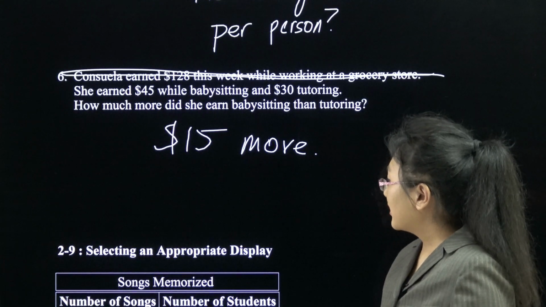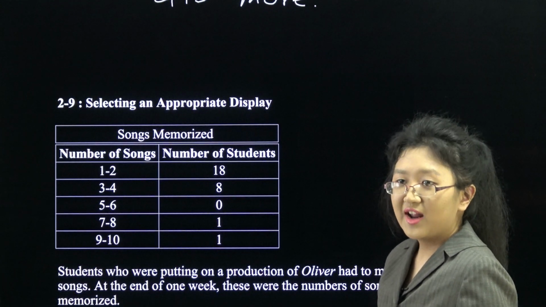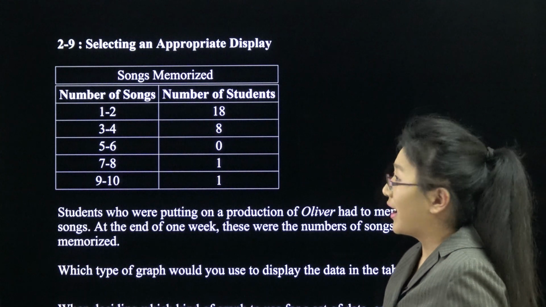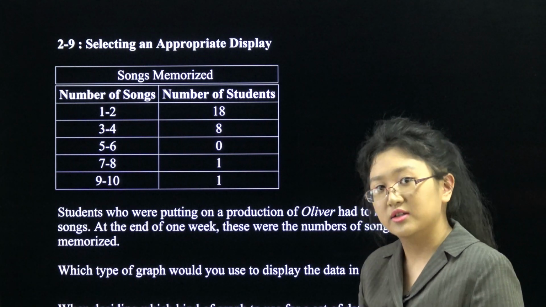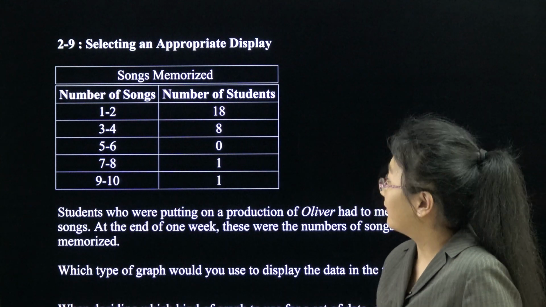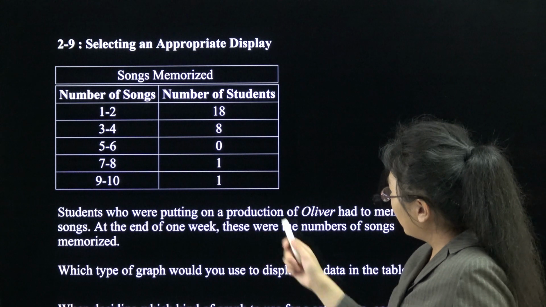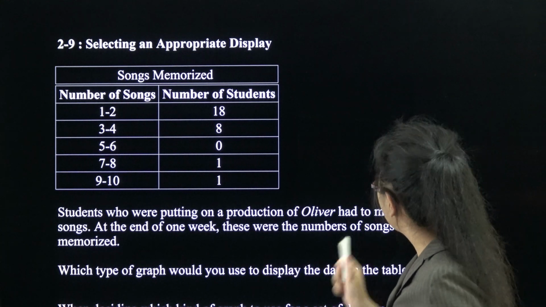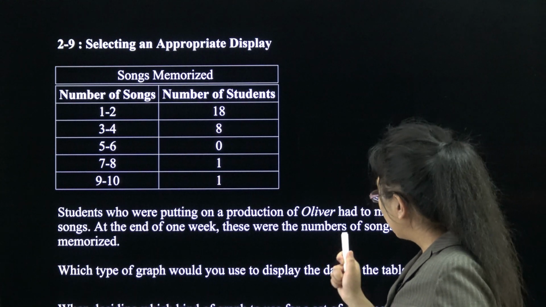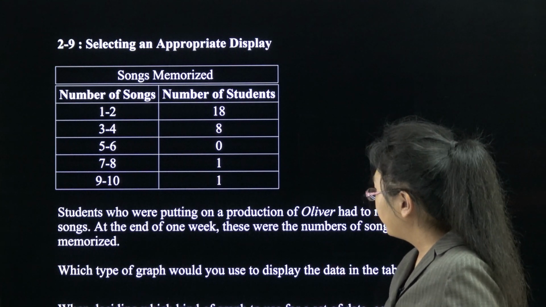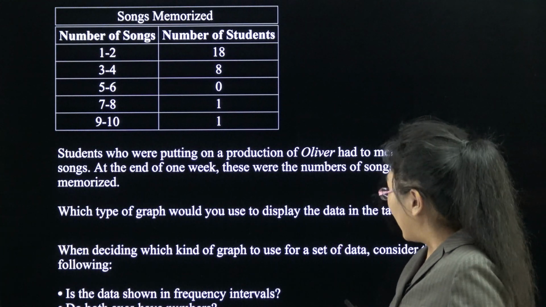Section 9, selecting an appropriate display, i.e. deciding which type of graph out of the so many different types of graphs that you could use is actually good for the information that you have. Songs memorized, number of songs, number of students. Students who are putting on a production of Oliver had to memorize 10 songs. At the end of 1 week, these were the number of songs memorized. Which type of graph would you use to display the data in the table?